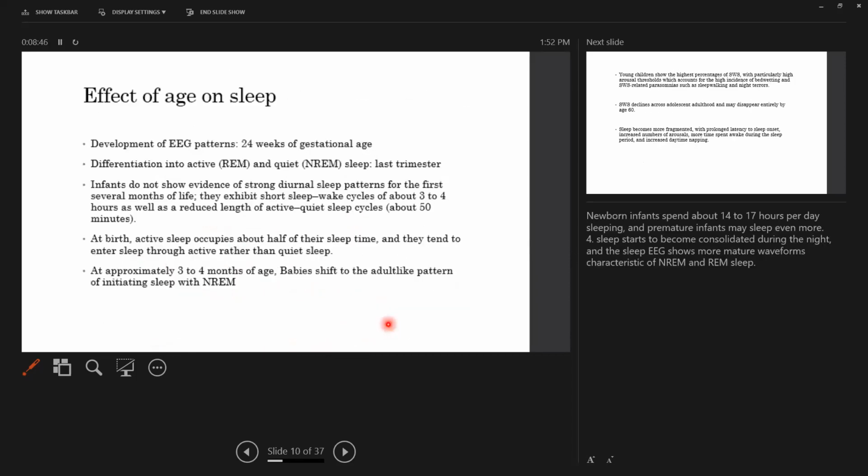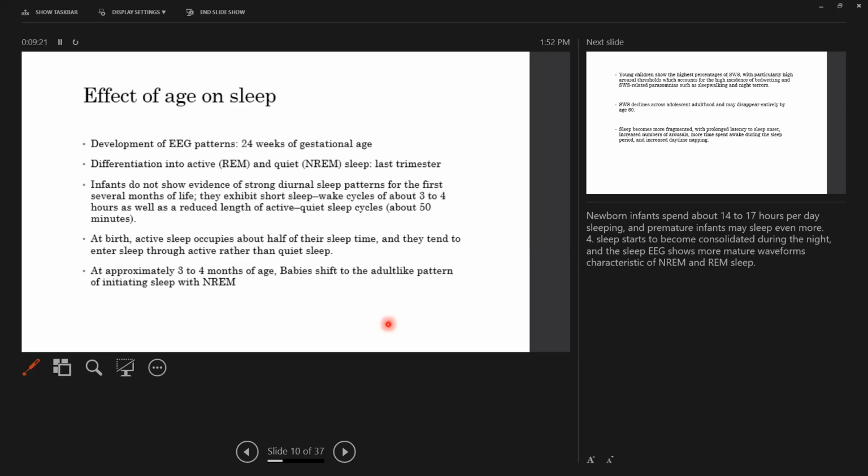Then effects of age on sleep. The development of EEG patterns starts at around 24 weeks of gestational age. Then the differentiation into active and quiet sleep: in children, we call REM sleep active sleep and non-REM quiet sleep. This differentiation occurs in the last trimester. Now, infants do not show strong evidence of diurnal sleep patterns for the first several months of life. They exhibit short sleep-wake cycles of around 3 to 4 hours, as well as a reduced length of active-quiet sleep cycles, about 15 minutes.